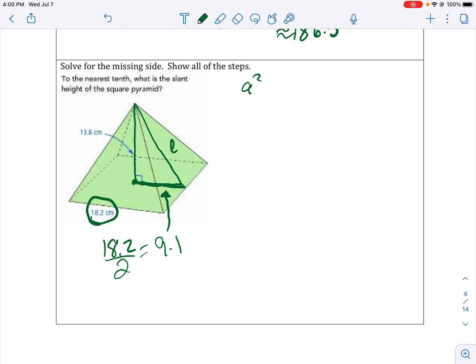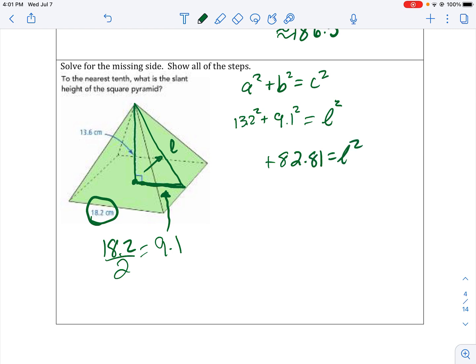So let's write our Pythagorean theorem. And we are trying to find the side opposite the right angle, which is our slant height, which is also the hypotenuse. And now substitute these values in for A and for B. So I substituted the legs in. This gives me 82.81. This gives me 174.24.